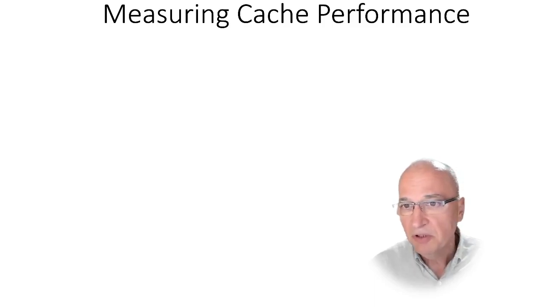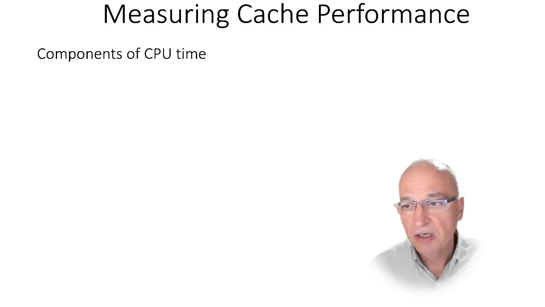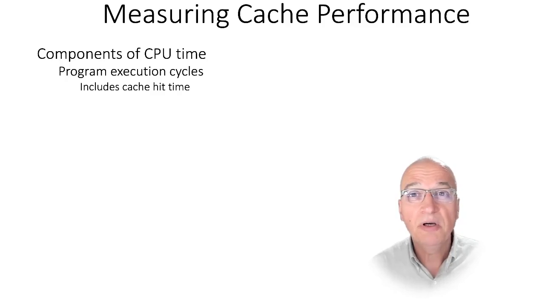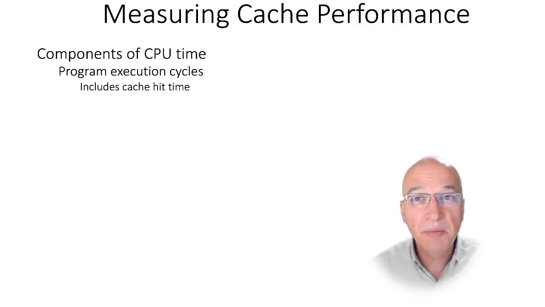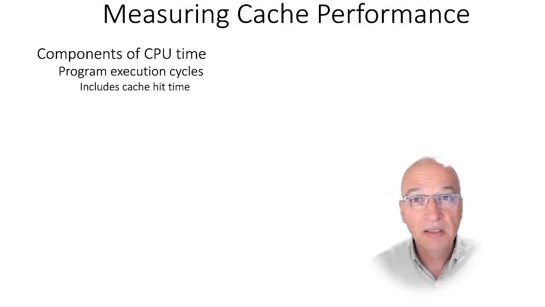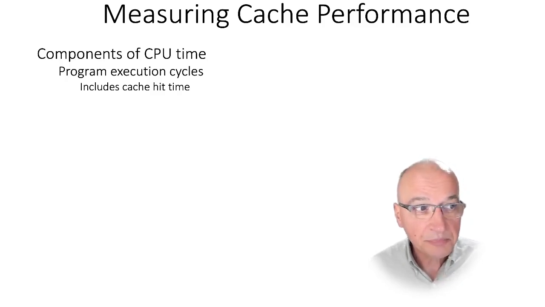We start with the measurement of cache performance, and for that we need to consider what are the components of the CPU execution time. The CPU execution time is formed by the program execution cycles, which includes the cache hit time, because in the case of a hit in the highest level of cache, in the L1 data or instruction cache, we are able to provide the data to the processor in a single cycle. So the time to access the cache in the case of a hit is already included in the time needed to fetch the instruction or to fetch the data.